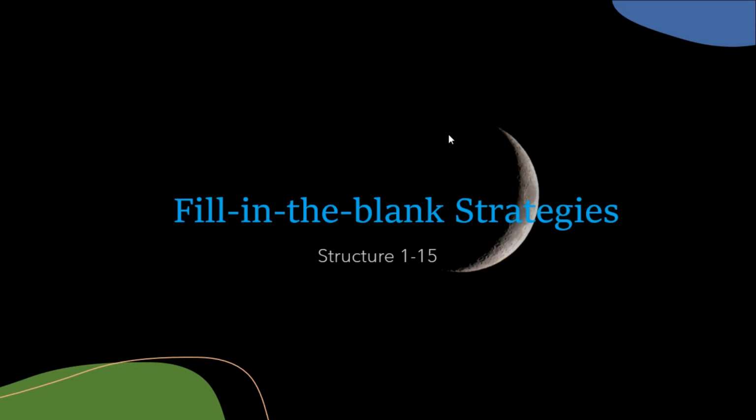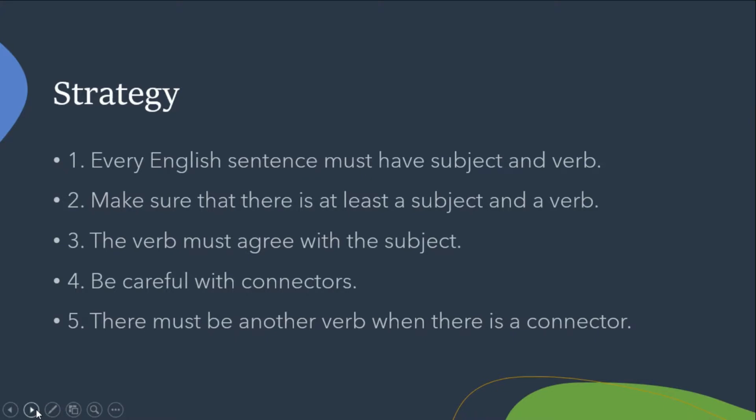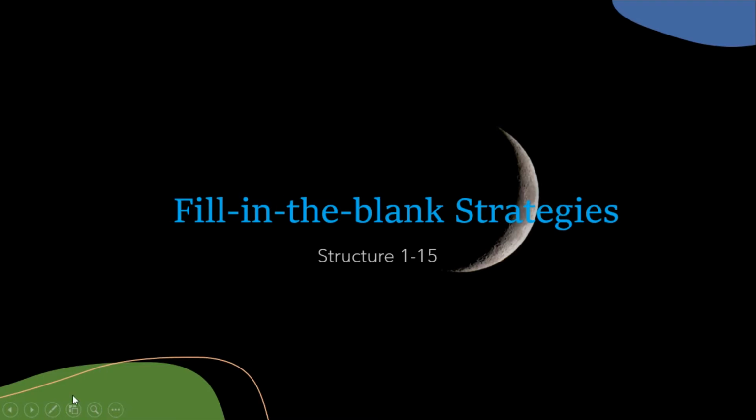Okay, and then the strategies that we can apply. At least these are some key strategies, tricks that we can use to answer these types of questions. So the first, we have to make sure that every sentence must have subject and verb, because every English sentence must have subject and verb. So the rule number 2 is make sure that there is at least one subject and one verb.